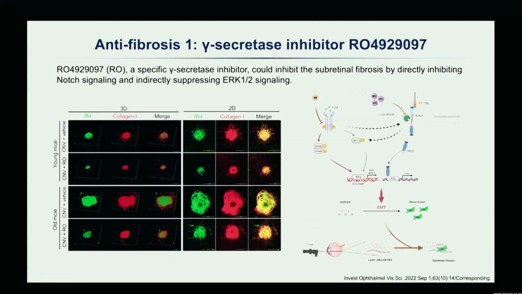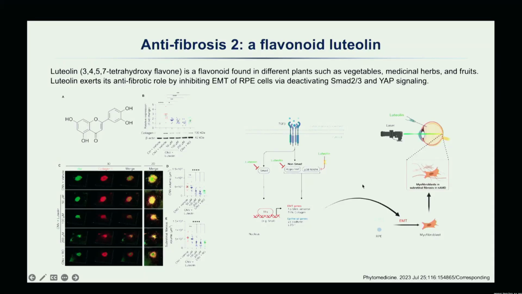To find a treatment for subretinal fibrosis, our group found that one molecule, called gamma secretase inhibitor, RO, can significantly inhibit subretinal fibrosis as well as choroidal neovascularization through directly inhibiting the Notch signaling pathway and indirectly inhibiting the ERK signaling pathway. We also found another molecule, luteolin, which can also inhibit CNV and subretinal fibrosis through the SMAD2/3 and YAP signaling pathway.